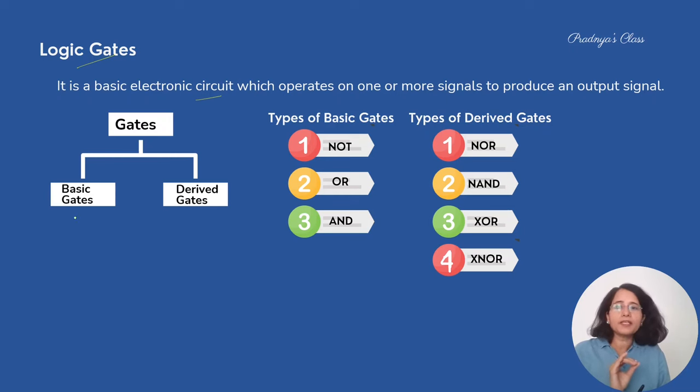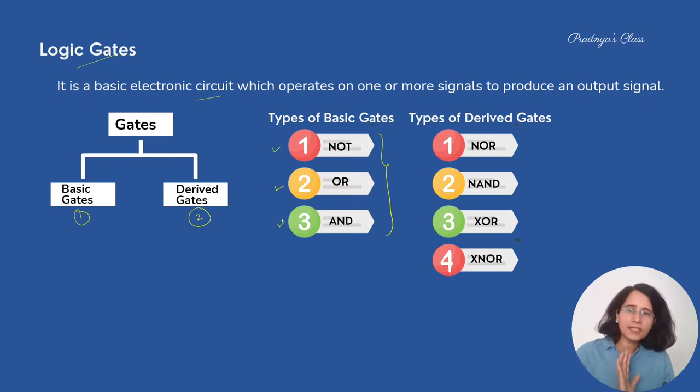So the gates are divided into two types. The first one is basic gate and the second one is derived gate. So there are three types of basic gate. First is NOT, second one is OR, and the third one is AND. We have already studied the logical operators NOT, OR, and the AND operator. So using those operators, we are going to design these gates. And there is one more set of gates that are called derived gates, which we can derive from the basic gates. So there are four types of derived gates. The first one is NOR, the second one is NAND, third one is XOR, and the fourth one is XNOR. Let's study these gates in detail.